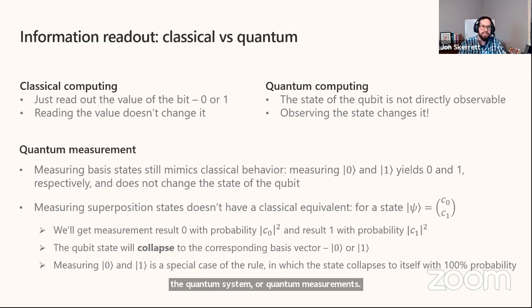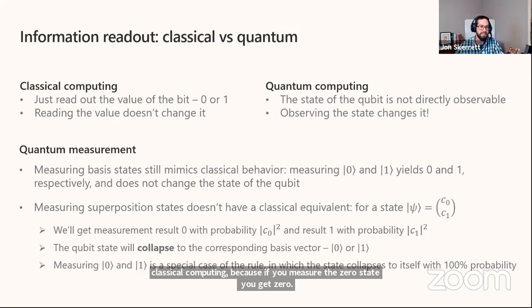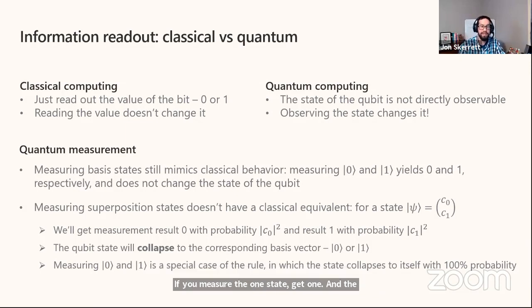If you measure basis states, you might think that quantum computing will actually still behave like classical computing, because if you measure the 0 state, you get 0. If you measure the 1 state, you get 1. And the states are not going to change when you do this. It's deterministic, just like classical computing. However, if you measure a superposition state, there's no equivalent in classical computing.